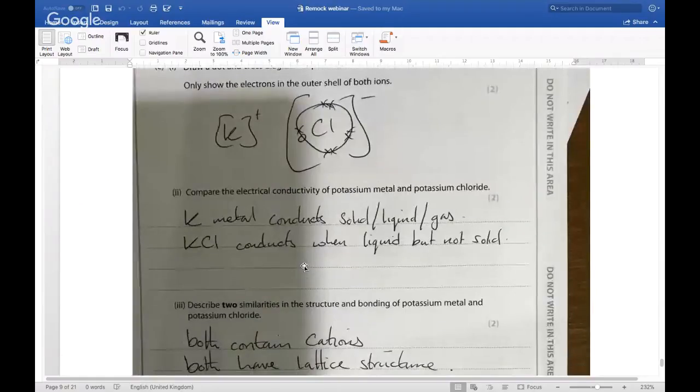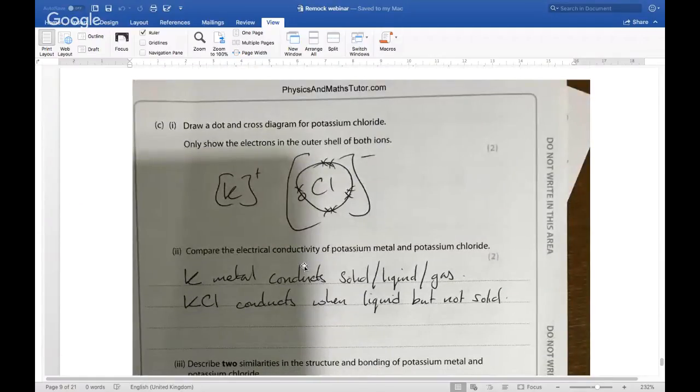Next, draw a dot and cross diagram for potassium chloride. Most people did that really well. Some people remember dot and cross. There were dots there, don't put all crosses.